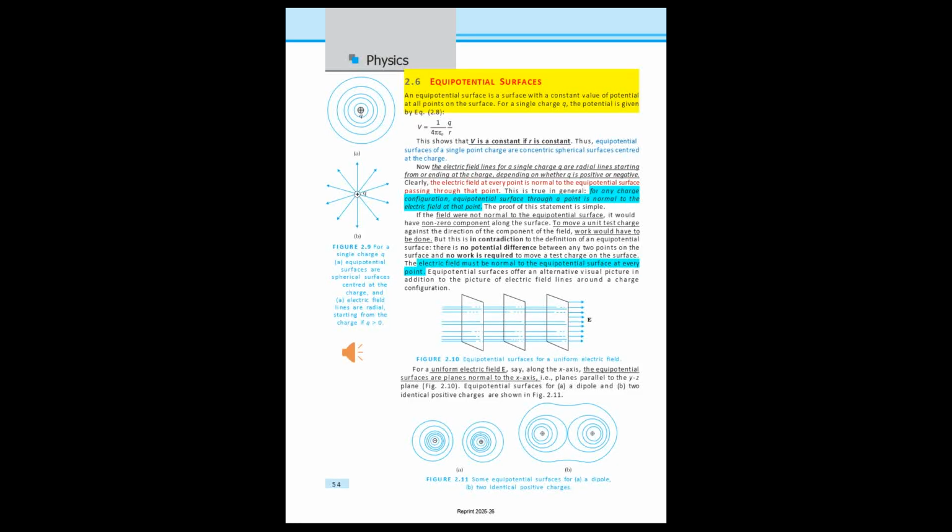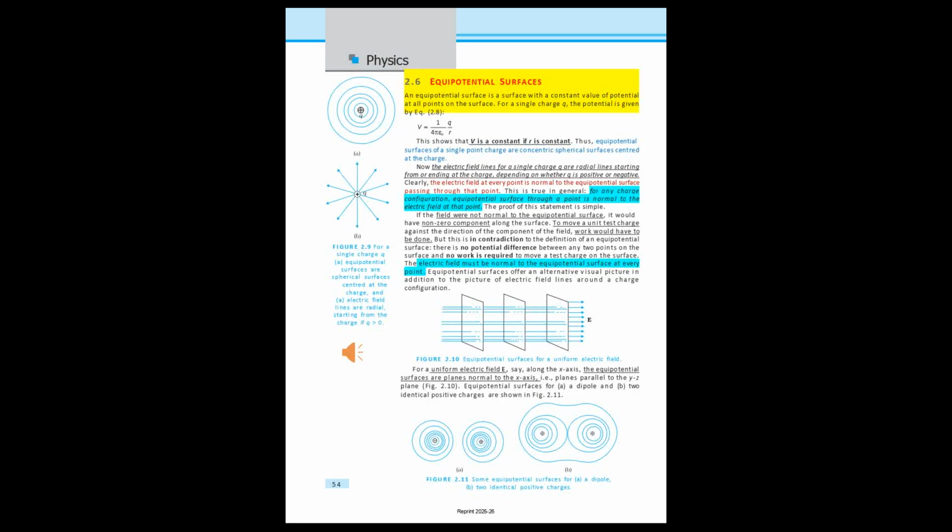But this is in contradiction to the definition of an equipotential surface. There is no potential difference between any 2 points on the surface and no work is required to move a test charge on the surface. The electric field must be normal to the equipotential surface at every point.